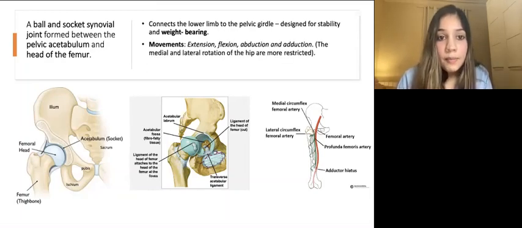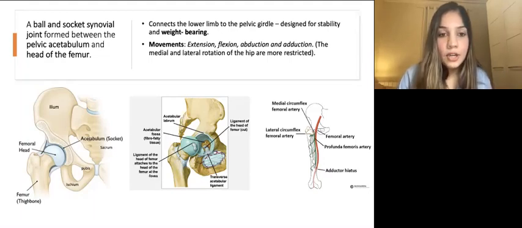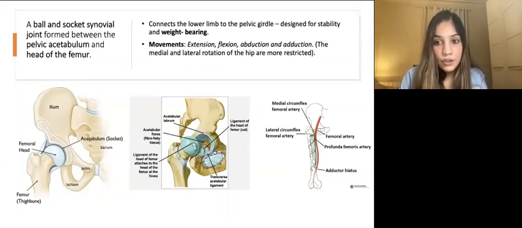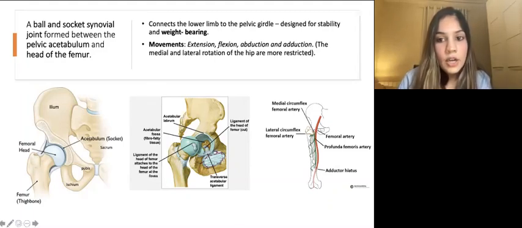The functions of the hip: it can flex, it can extend, it can abduct. Abduct means it can move outwards laterally, and adduct means it can move towards itself medially. And with the hip, the medial and the lateral rotations are a bit more restricted than other joints. So we'll just talk a bit more about this fossa here.